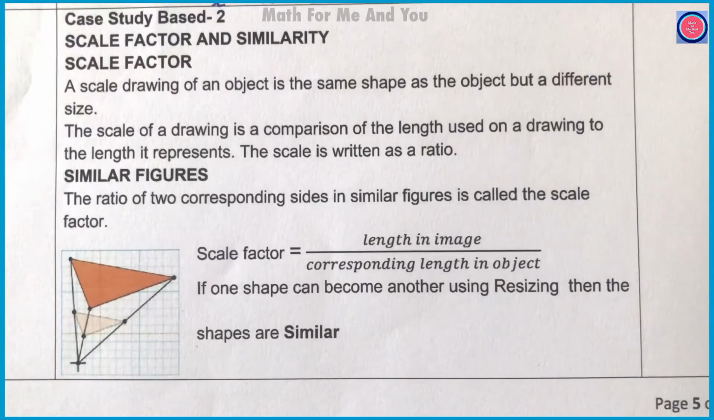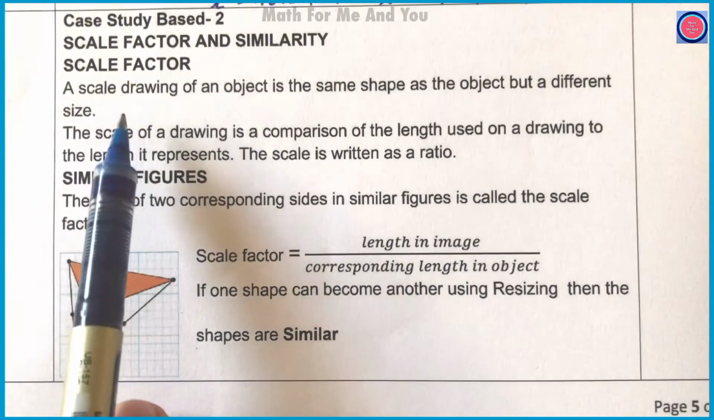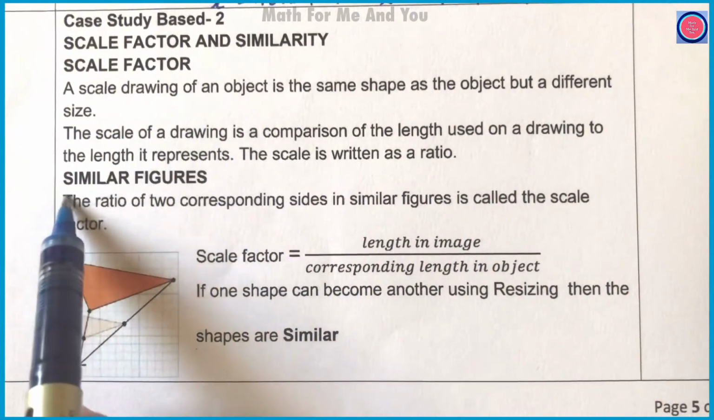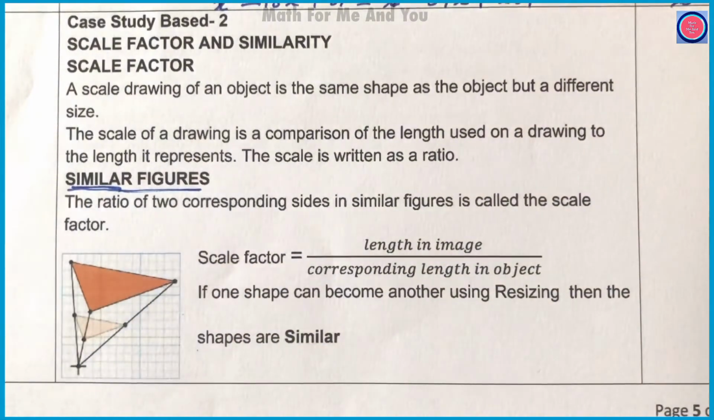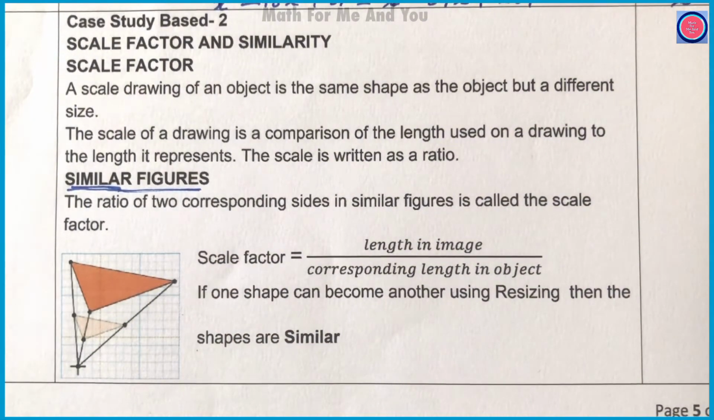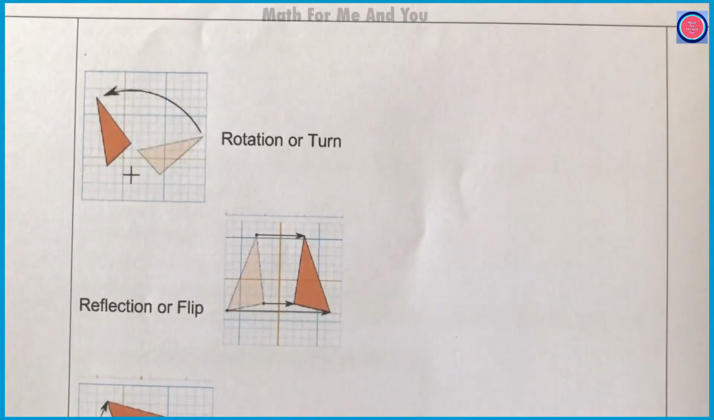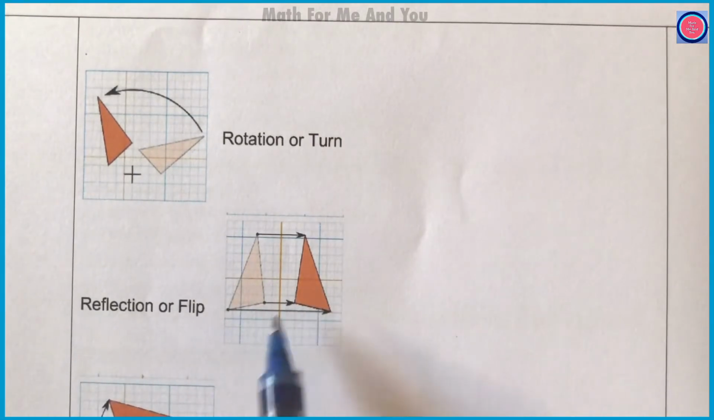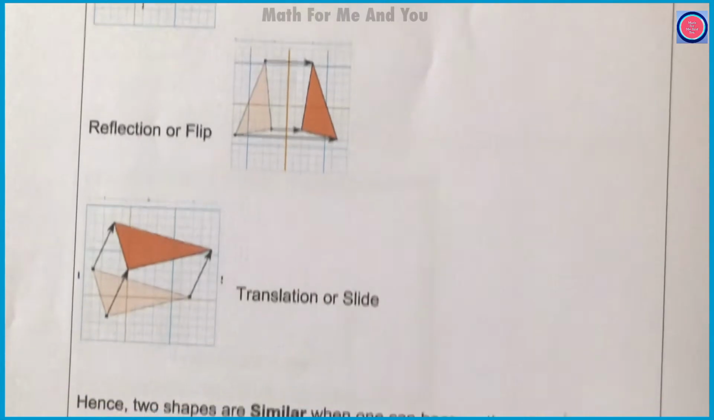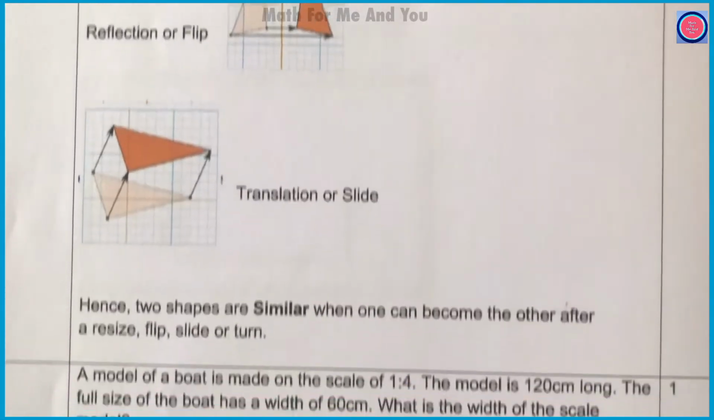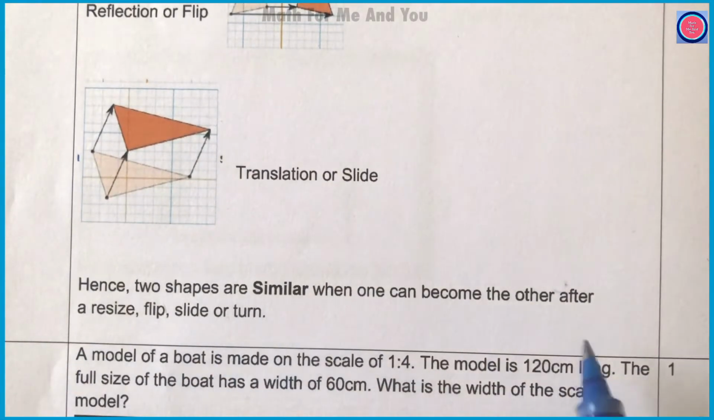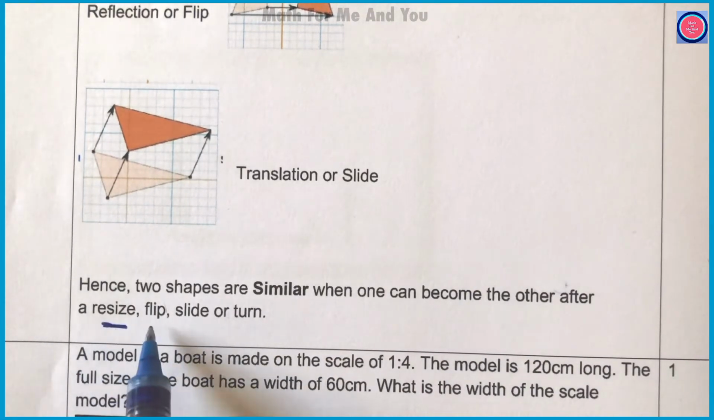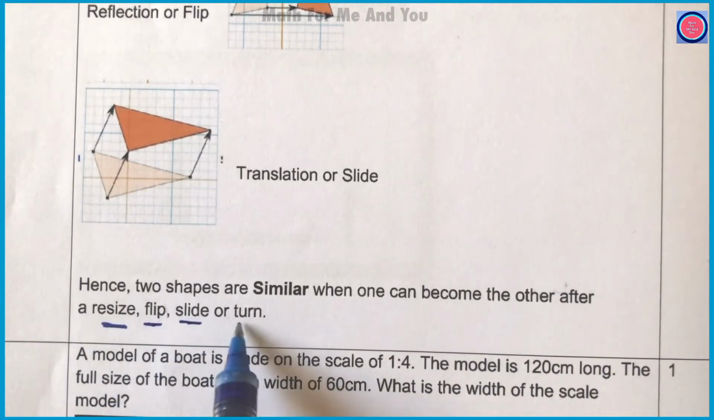Next is case study based question number 2. Many things given in the description, but we are going to read the highlighted word, that is similar figure. That means we can understand it is taken from the chapter similar triangles. There is a ratio given, scale factor. Go through it quickly. From the pictures, it's clear. After rotation or turn, reflection or flip, translation or slide, the shapes remain similar. That means similarity will not be affected by the 4 given things: resize, flip, slide or turn.